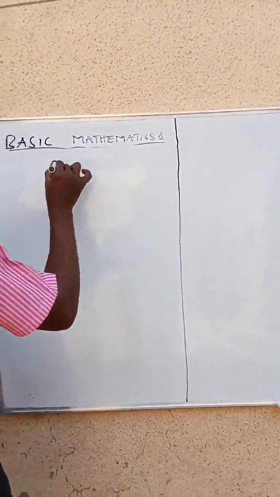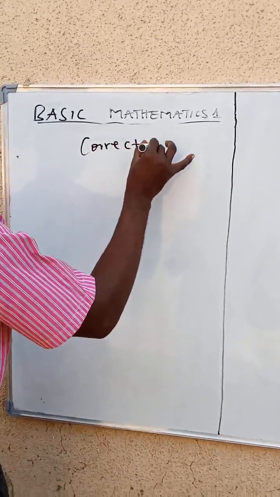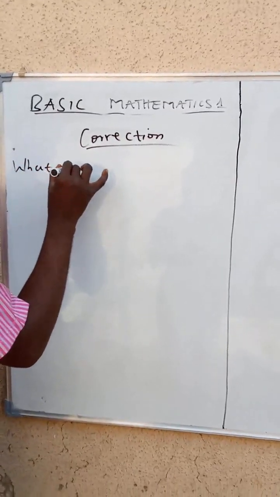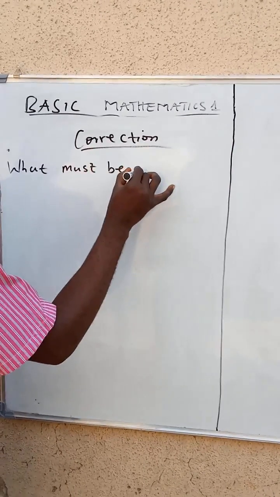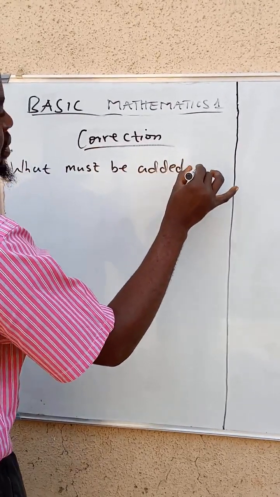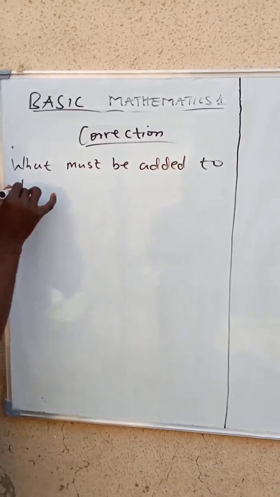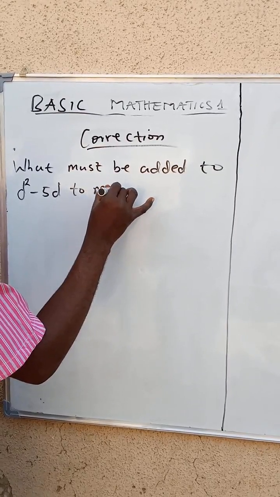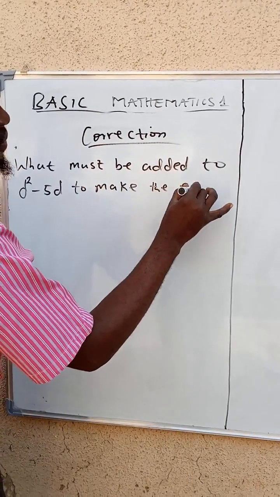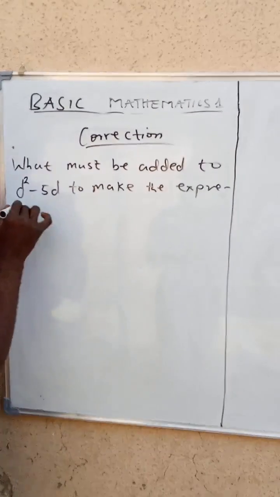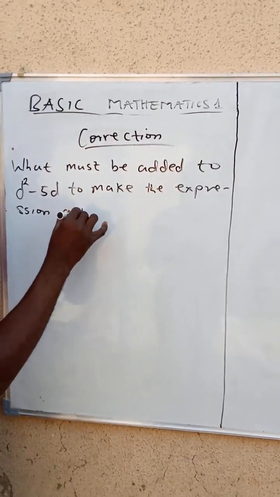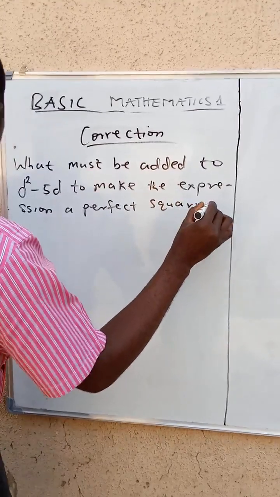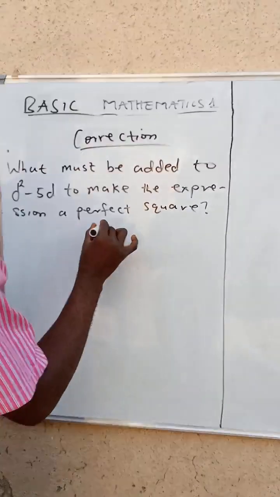Okay, the correction. I gave the assignment: what must be added to d squared minus 5d to make the expression a perfect square? To make the expression a perfect square. And solution.